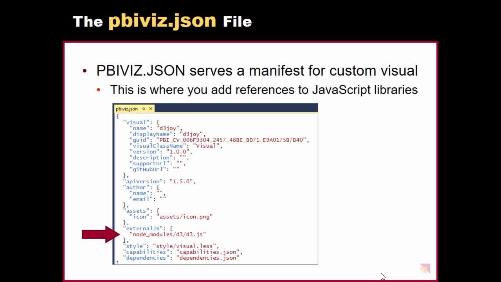Now, there's also a pbiviz.json file, and that is going to serve as the manifest for your custom visual. So notice it has things like the visual class name, which initially is visual, but if you want to change your class name from visual to something else, you can update that. Also note, here's what the arrow's pointing out, there's an external JS section inside here. When you add third-party libraries like jQuery and D3, you have to add references to those JS files in the external JS. And this is an important part of both the debugging process and the final packaging process.